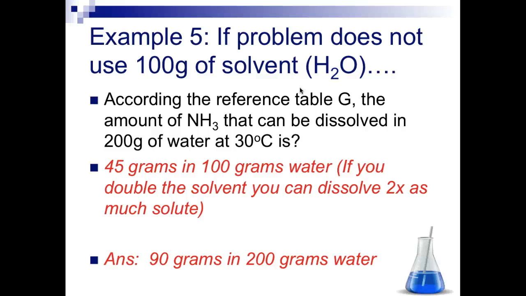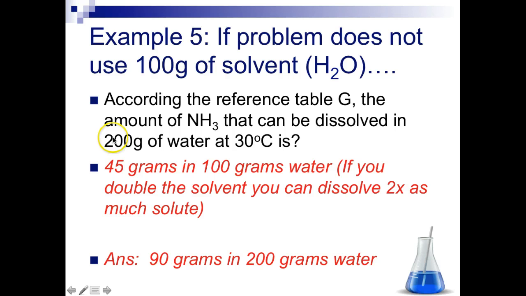Well, you can use your Table G and then you're going to have to use a little bit of thinking and common sense to figure out the rest. So, according to your Reference Table G, the amount of NH3 that can dissolve in 200 grams of water at 30 degrees Celsius is... Well, what do you know? You know that when you look at your Reference Table G, 45 grams of NH3 will dissolve in 100 grams of water. But instead of 100 grams, you have 200 grams. So you doubled the amount of water you had.